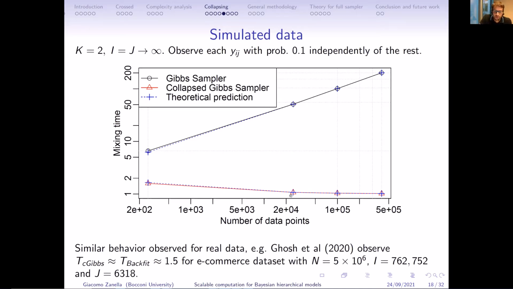While with the collapsed Gibbs sampler, you get this kind of blessing of dimensionality, where the first thing is that it's uniformly bounded, and even more, actually, it mixes increasingly fast in this case. And as I said, for example, there's a nice example in a paper by Ghosh et al., where they compute numerically for a pretty large e-commerce data set the relaxation time, and they found that it is around 1.5, meaning that backfitting algorithms or collapsed Gibbs sampling algorithms will converge in 1.5 iterations. So in a sense, they're a very efficient and simple way of updating the high dimensional set of hyperparameters.